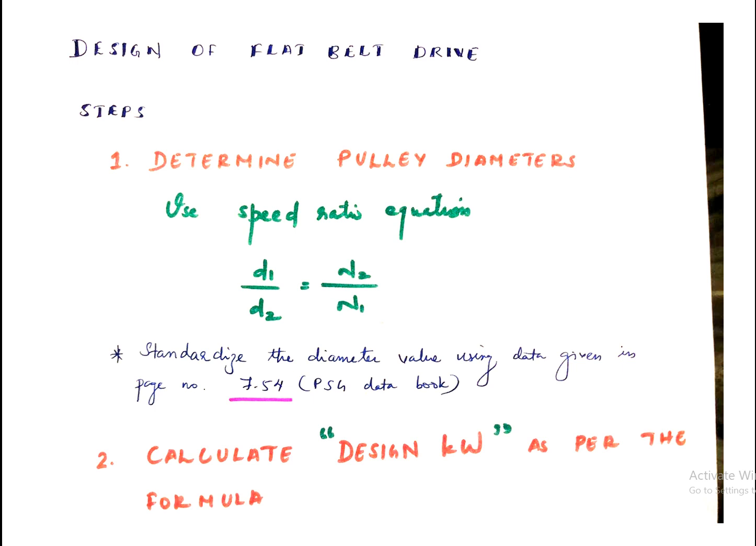So in the first step, you need to use the speed ratio equation and find the unknown diameter which is not given, right? So all three parameters will be given. Based on that, you need to find the dimension of the other pulley. So once you find the diameter, the next step is to standardize the diameter value.